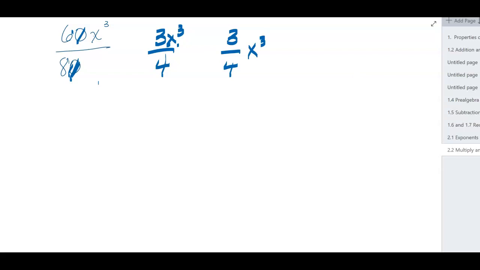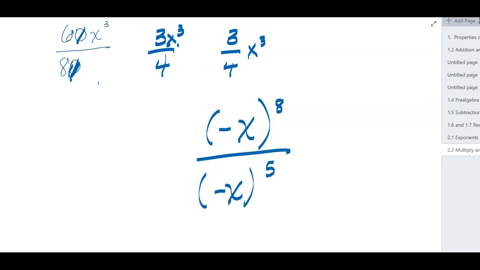Okay, one more scenario. What if you had negative, let's make it a variable, x to the 8th over negative x to the 5th. Some people will be tempted to get rid of those negatives, but you can't. This is negative x 8 times. So 8 minus 5 is going to be 3, but you're going to keep it negative x, okay? Because that is a quantity that is being taken to a power, so leave it in the parentheses.